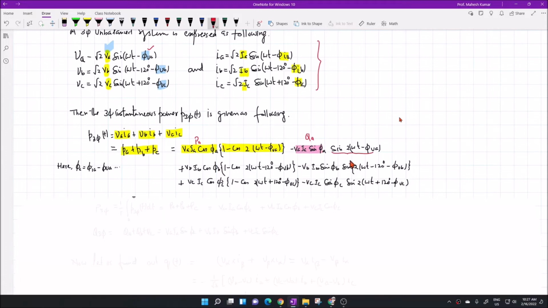A similar expression can be found for phase B and phase C by substituting omega t with omega t minus 120 or omega t plus 120. So for phase B it is V_B I_B cos phi_B (1 minus cos(2 omega t minus 120 minus phi_B)), minus V_B I_B sin phi_B sin(2 omega t minus 120 minus phi_B).